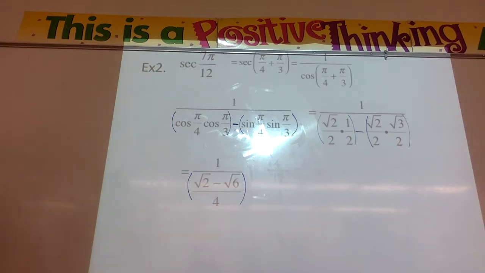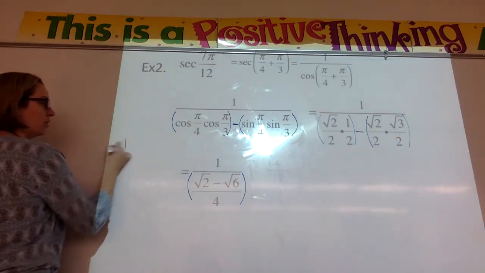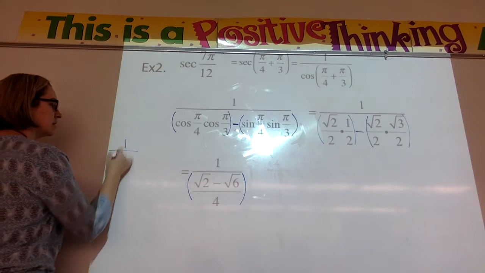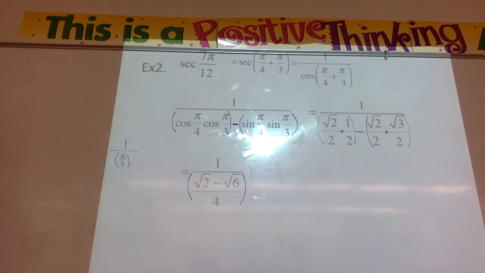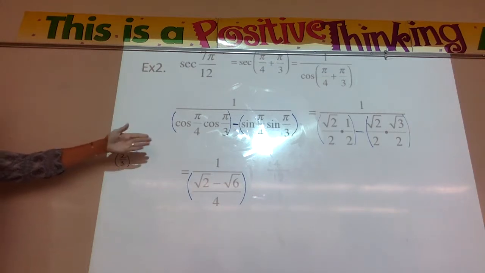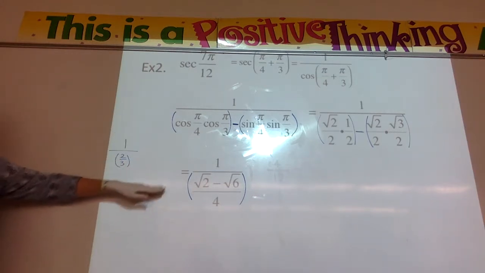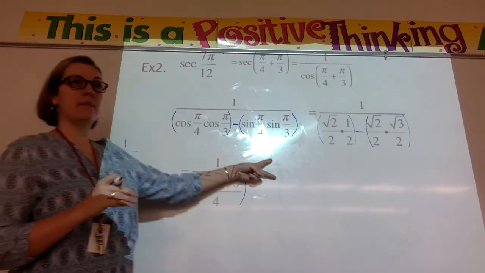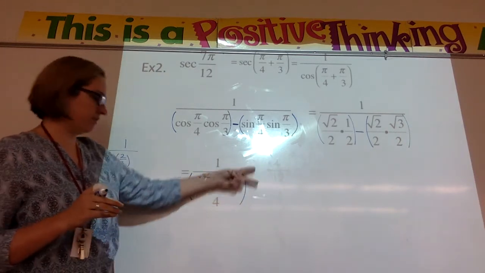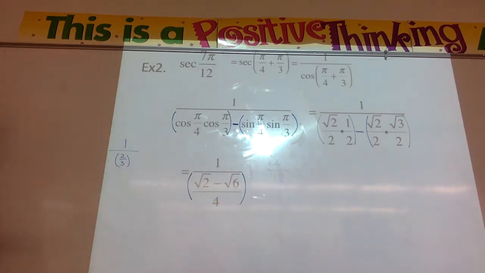Sad to say, we are not done here. What is the rule when I take a number like if I would have 1 over 2/3? What do I multiply 1 by? The reciprocal, correct? Same thing is true here. I'm going to take 1 and I'm going to multiply by the reciprocal. So I'm taking the bottom and flipping it over. When I do that, I get this.